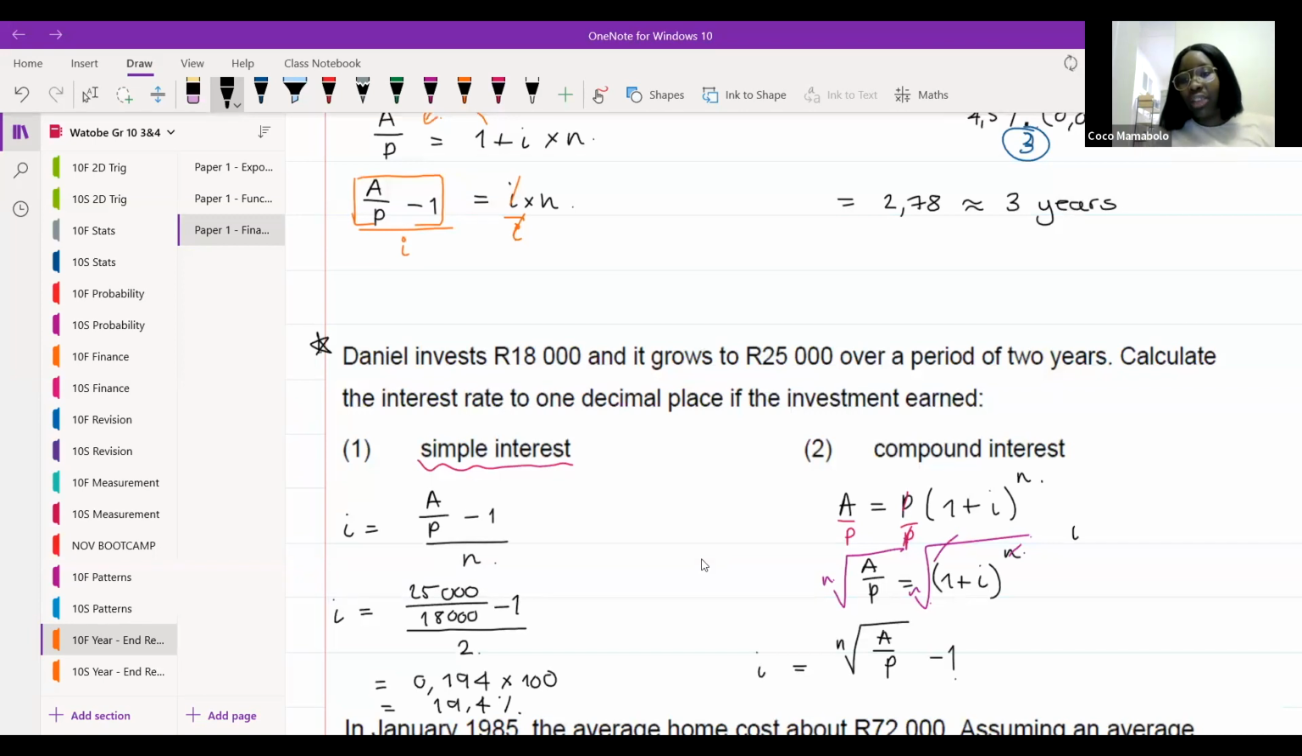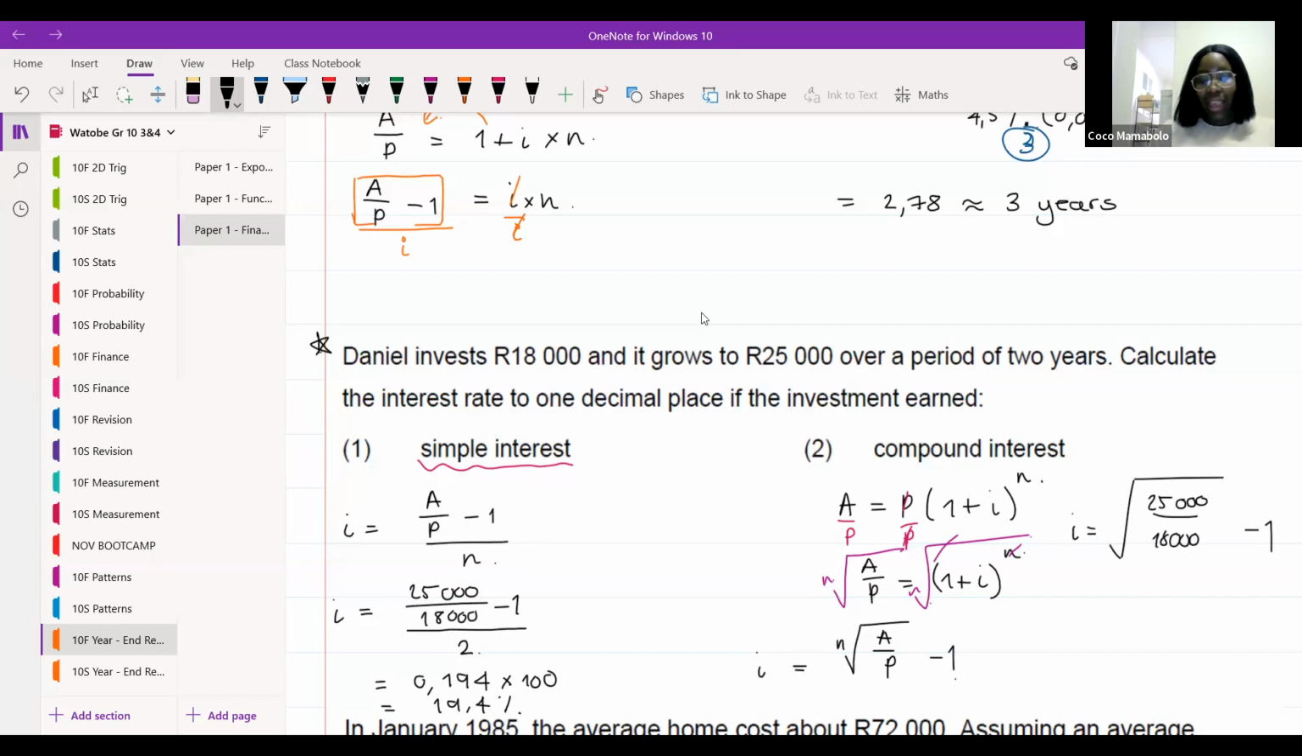So we're going to get interest rate is equal to the square root. I don't even have to write the 2 for the square root. Okay, the square root of 25,000 over 18,000 minus 1. The minus 1 is not in the square root, guys. It's away from the square root. So that's how we need to put this into our calculators.